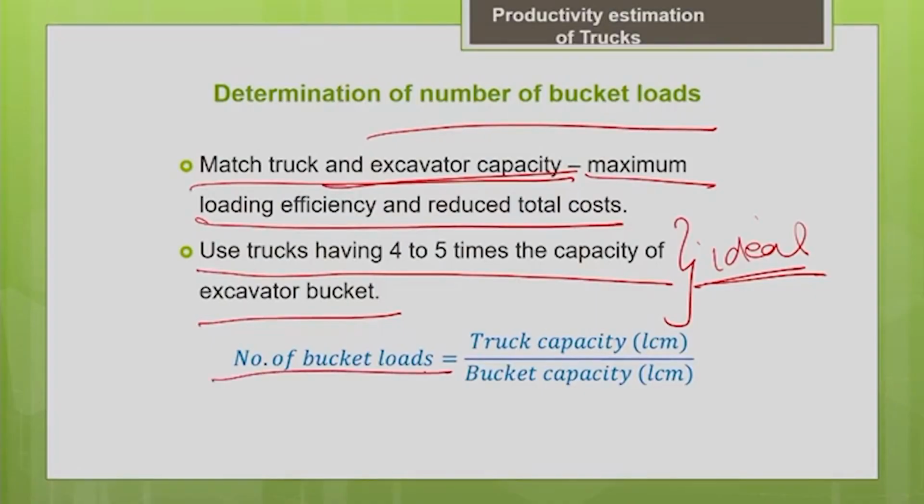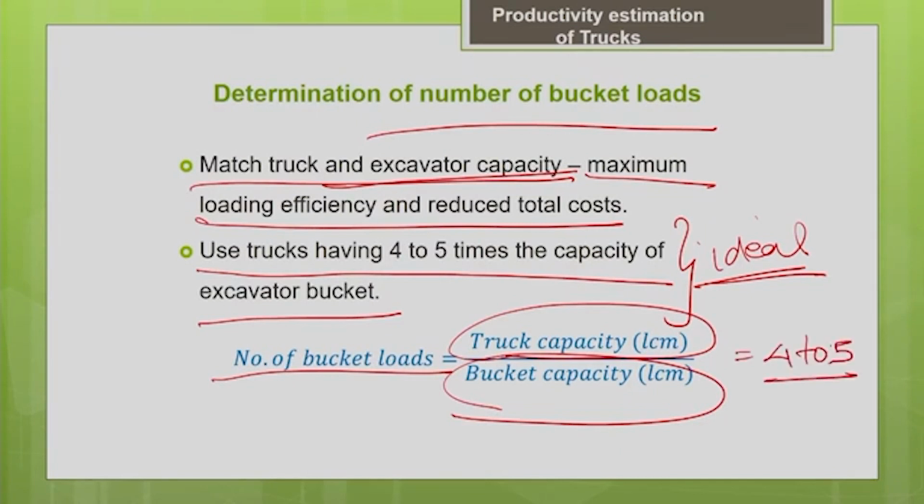Now let us determine how many bucket loads are needed to fill a truck. That depends upon the truck capacity and the bucket capacity. Divide truck capacity by bucket capacity, and you will get the number of bucket loads needed to fill the truck. This is the balanced number. Hopefully you should get between 4 to 5 for the ideal case. If you get a whole number, it is fine. You can go for either 4 buckets or 5 buckets.